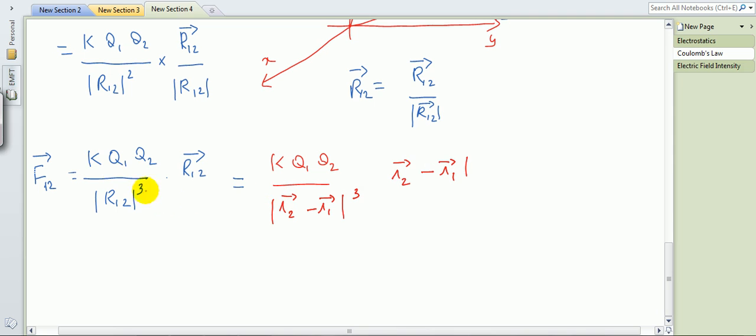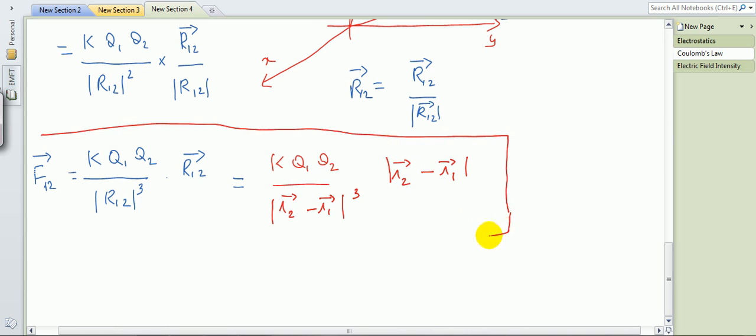So this is also the vector form of Coulomb's law.